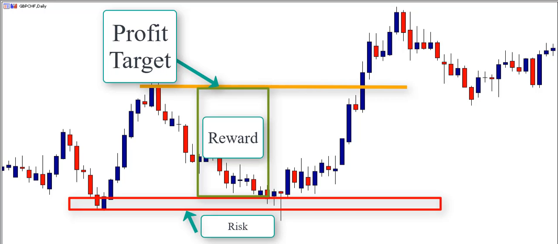Now I want you to open your charts, identify supply and demand zones, evaluate the quality of the zones, and evaluate the risk to reward ratio.